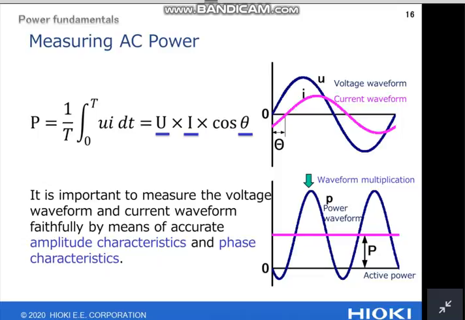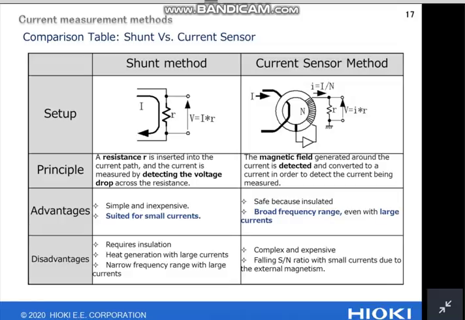Active power is equivalent to the result of multiplying the RMS voltage, the RMS current, the cosine of theta, and theta represents the voltage current phase difference. Based on this formula, we can see that having accurate amplitude and phase characteristics is an important requirement in order to measure active power accurately. Here is a comparison table of the shunt method and current sensor method. Each method has its own advantages and disadvantages. The key to highly accurate current measurement is choosing the right one by application.